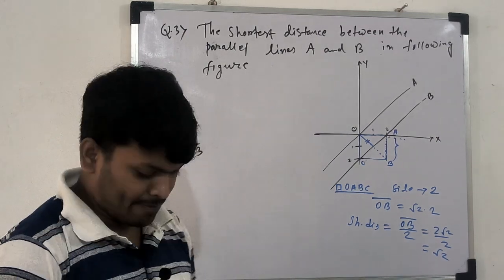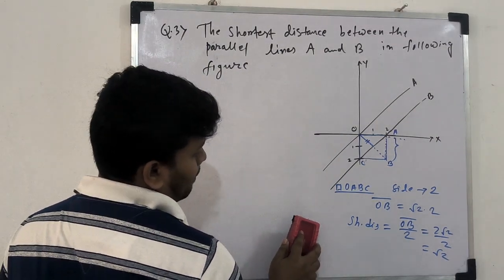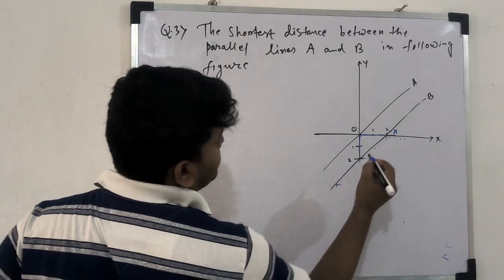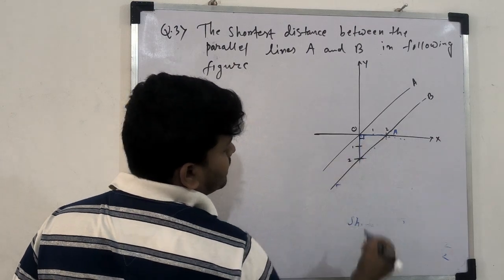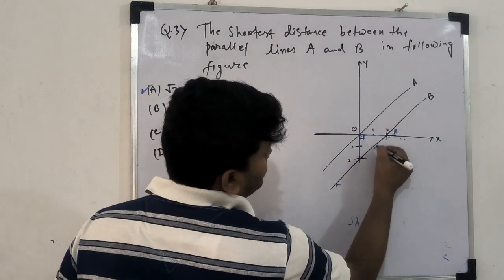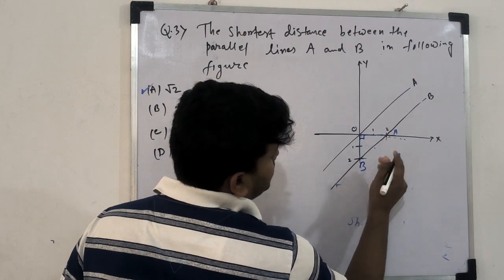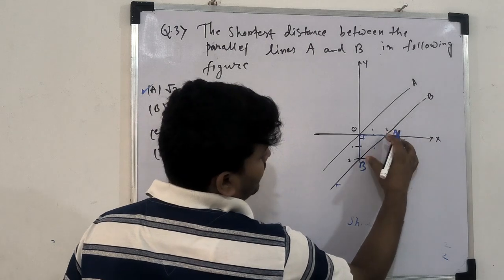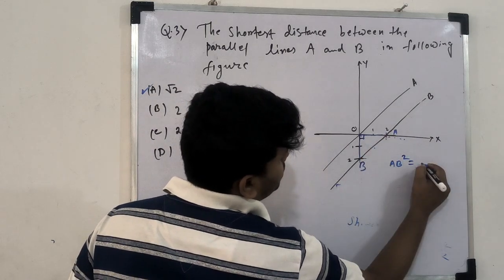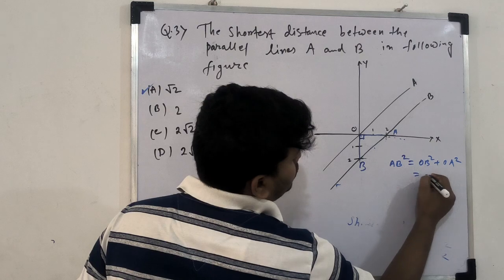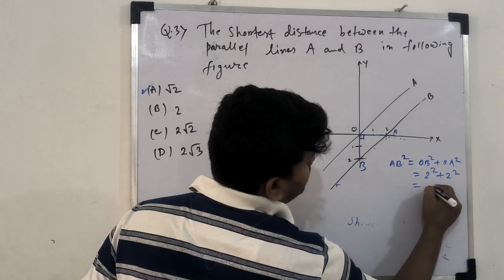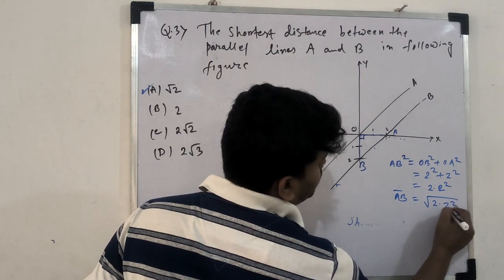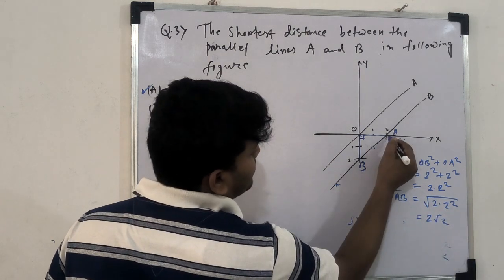You can do this same problem by other approaches. You can use this right angle triangle OAB. By Pythagoras rule, we can write AB square equals OB square plus OA square. This is 2 square, so AB square will be 2 into 2 square. So AB is 2 root 2.